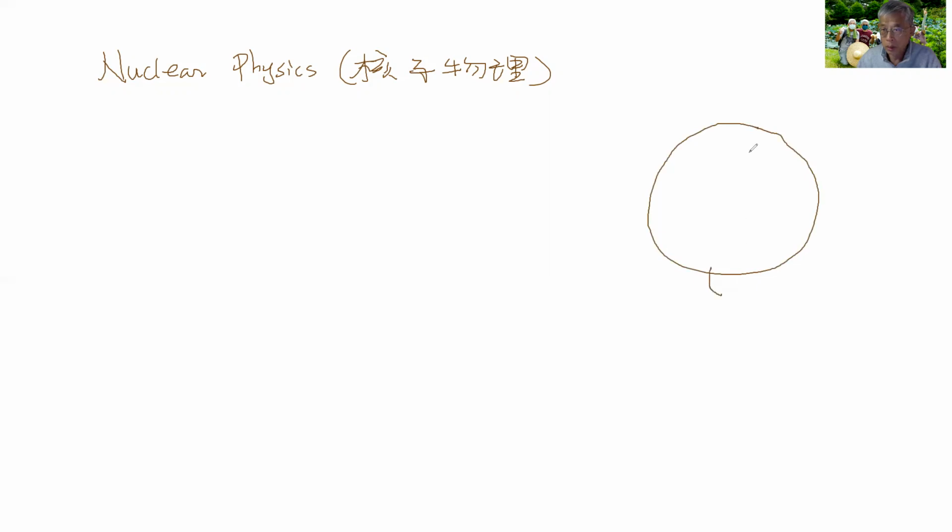So this is the nucleus. N-U-C-L-E-U-S. Yeah, nucleus. And inside the nucleus, you have proton. You can write it as P. You also have neutron. You can write it as N.